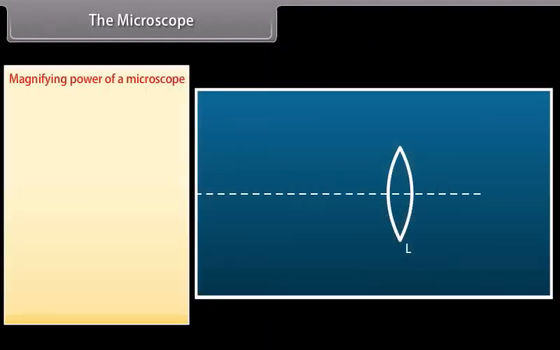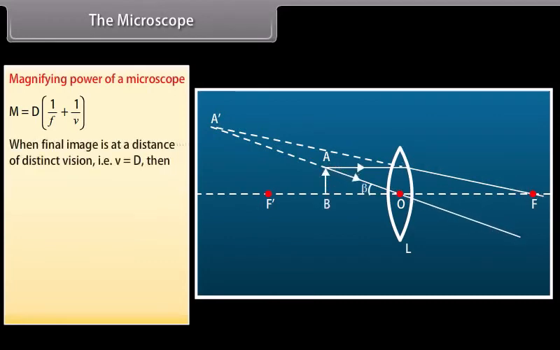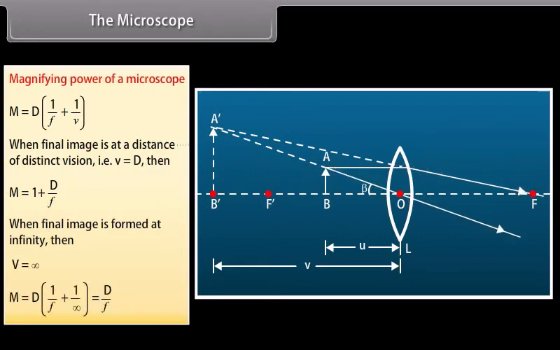Magnifying power of a microscope. M is equal to D into (1/F + 1/V). When the final image is at the distance of distinct vision, that is V is equal to D, then M is equal to 1 plus D/F. When the final image is formed at infinity, then V is equal to infinity, and M is equal to D into (1/F + 1/infinity), which is D/F.